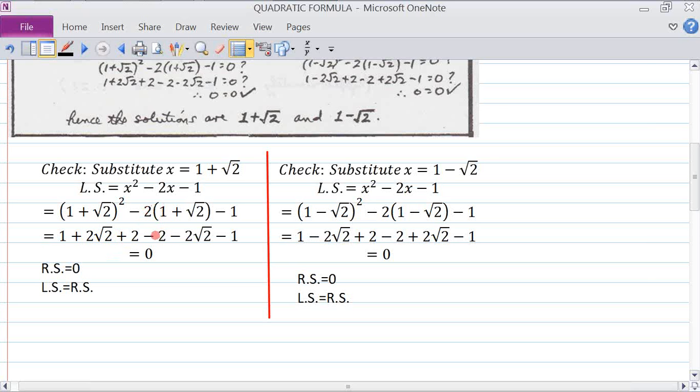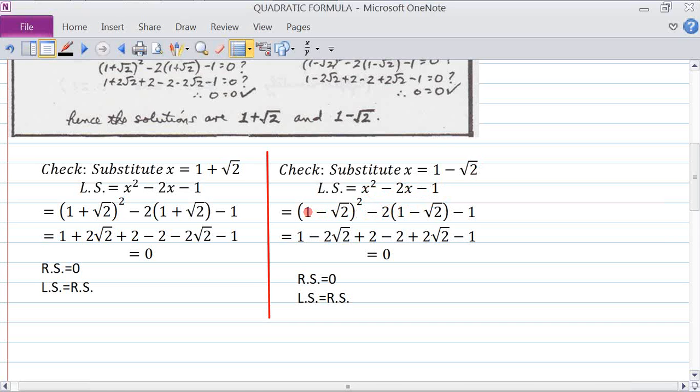And then minus 2 times 1 gives me minus 2, and minus 2 times plus root 2 gives me minus 2 root 2, and then I have this minus 1. So you can see that the 1 plus 2 sums to 3, minus 2 minus 1 gives me 0, and this plus 2 root 2 and this minus 2 root 2 sum to 0. So the whole thing sums to 0, and the right side of the equation was 0, so the left side equals the right side.